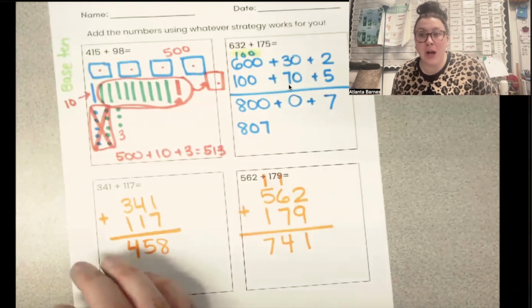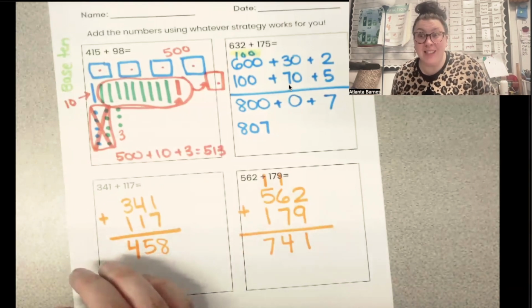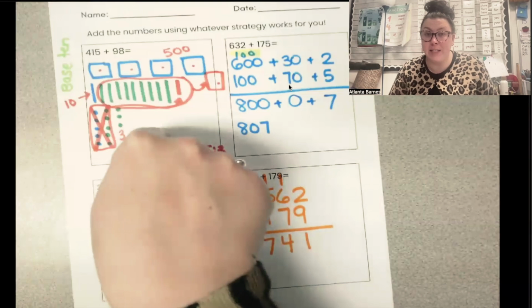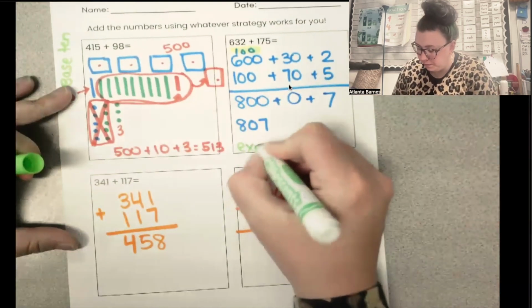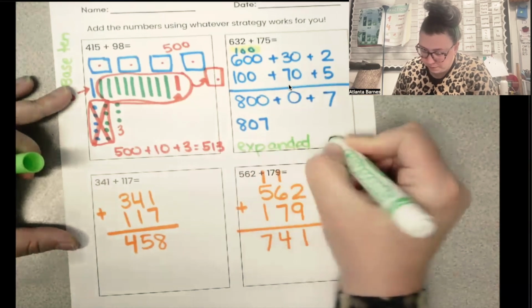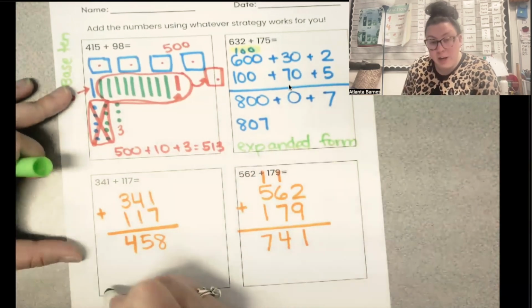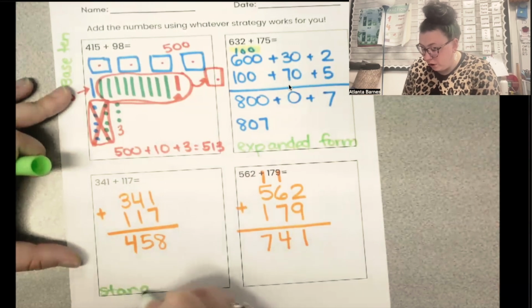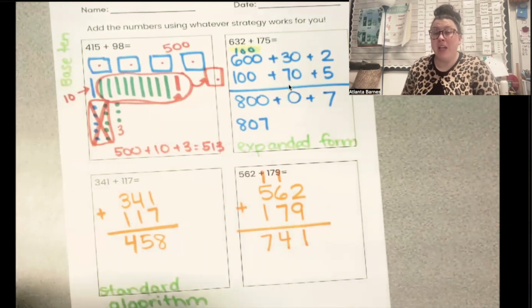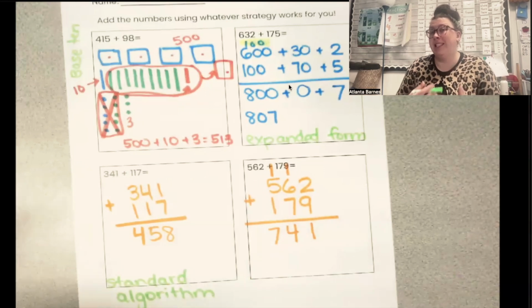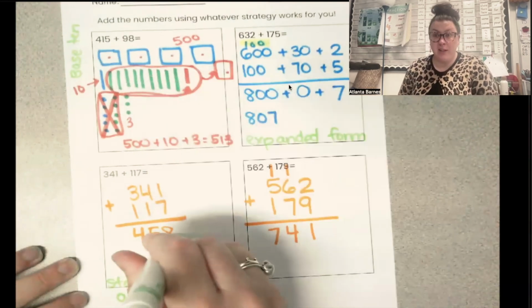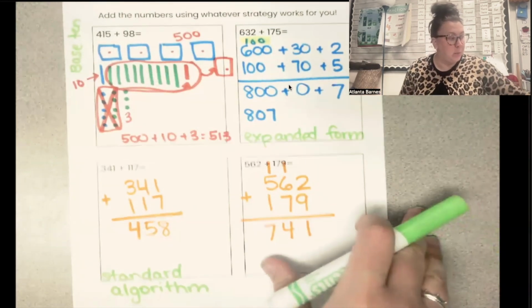Unsurprisingly, maybe, our subtraction strategies are very much the same as our addition strategies. We have base 10, we have expanded form, which I forgot to label, and we have standard algorithm. So they're going to be the same. We just have to make sure that we're doing subtraction when we're doing it. So the steps are a little bit different, even though the strategy is very similar. Okay, so let's stop talking, Ms. Barnes, and let's look at it.